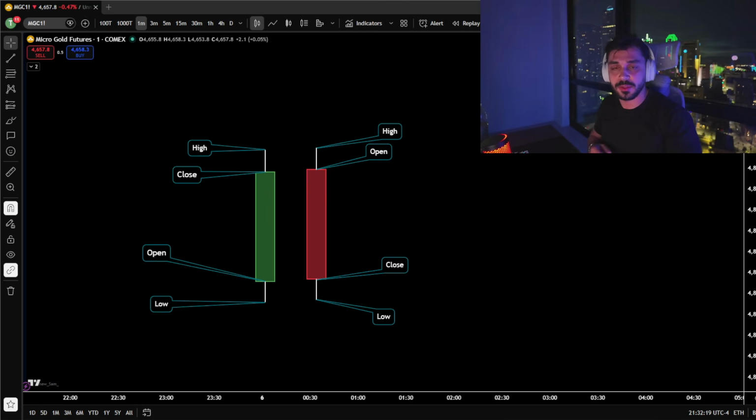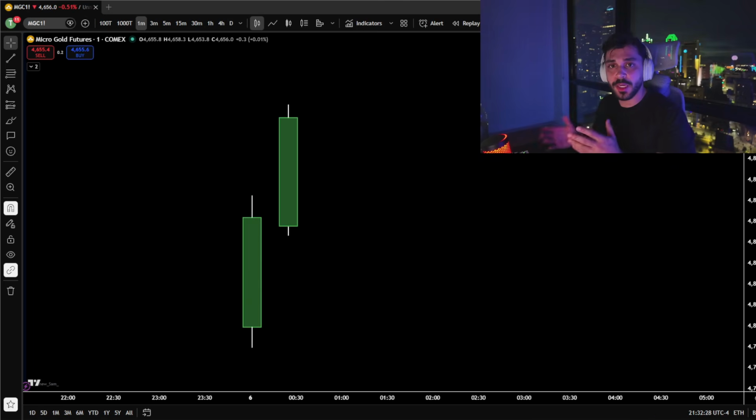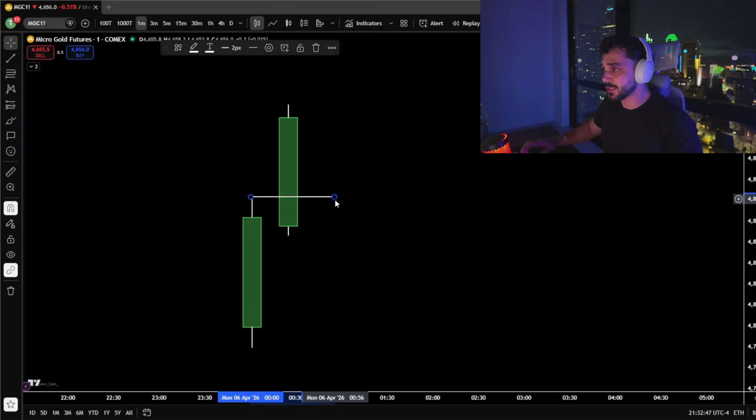And here's what this goes into. Now we have a scenario right over here where we call it a 2-2 continuation. What does that mean? This is the previous candle right here, and this is the current candle. What we notice is right now we have this candle being a green bullish candle, and then the next candle is what we call a 2-up. The reason why we call it a 2-up is because it broke the previous candle's highs, but not the lows.